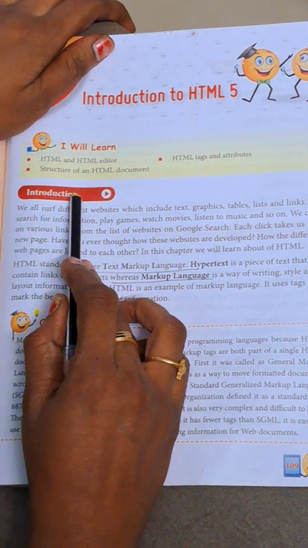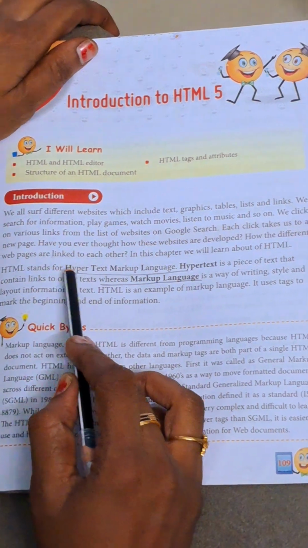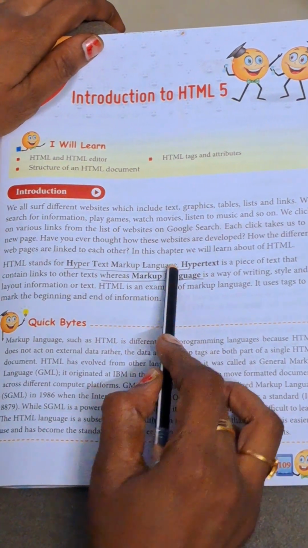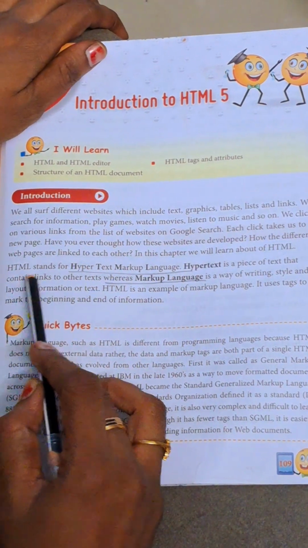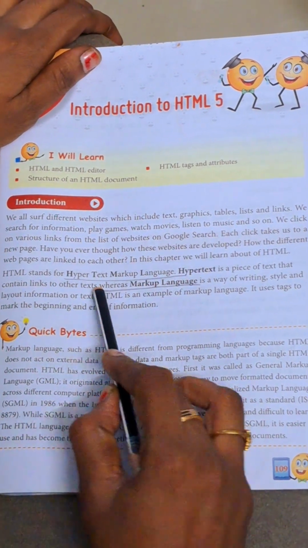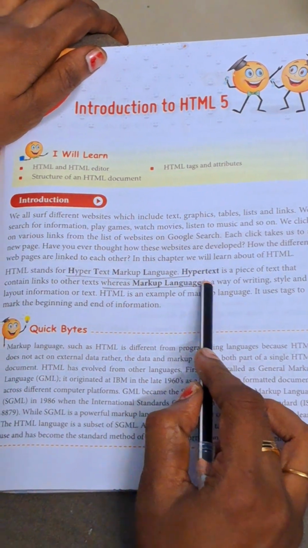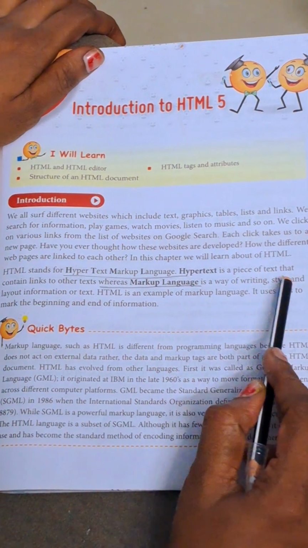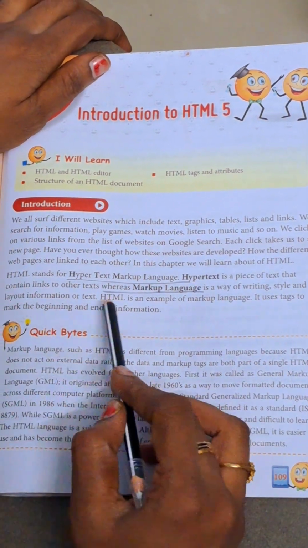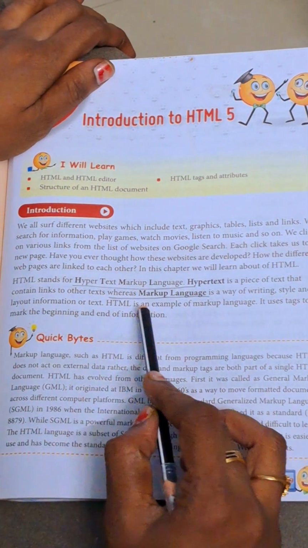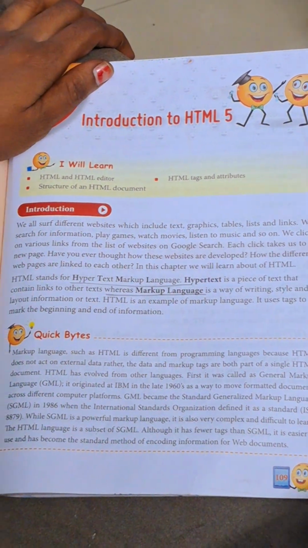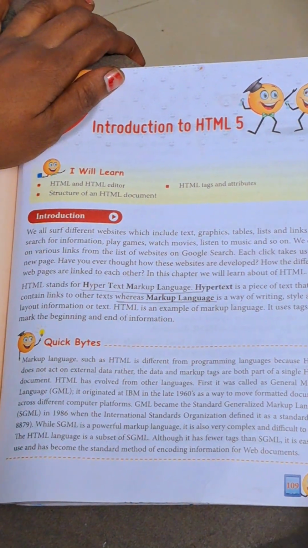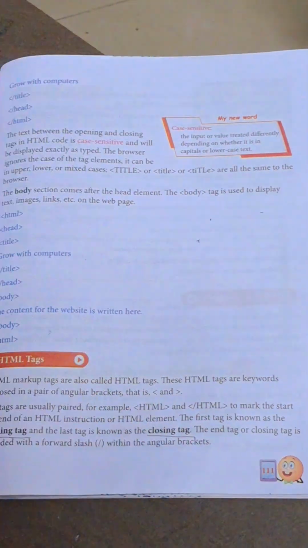Now, introduction part. HTML stands for Hypertext Markup Language. Hypertext is a piece of text that contains links to other texts, whereas markup language is the way of writing style and layout information or text. HTML is an example of markup language. It uses the tag to mark the beginning and end of the information.